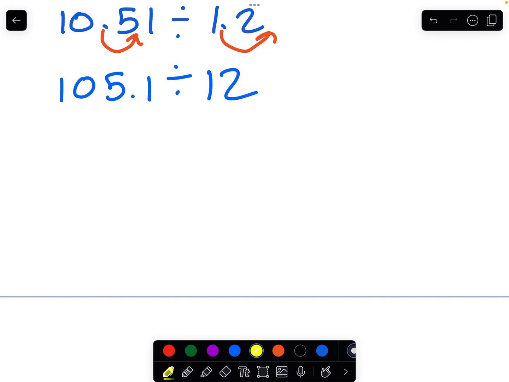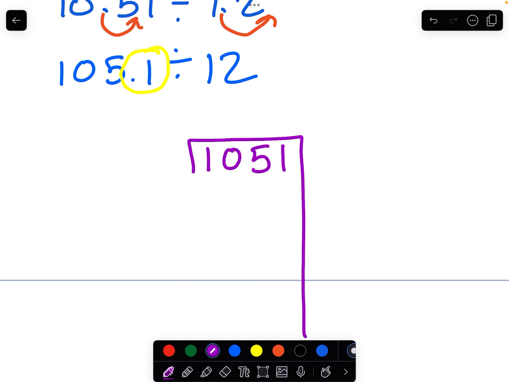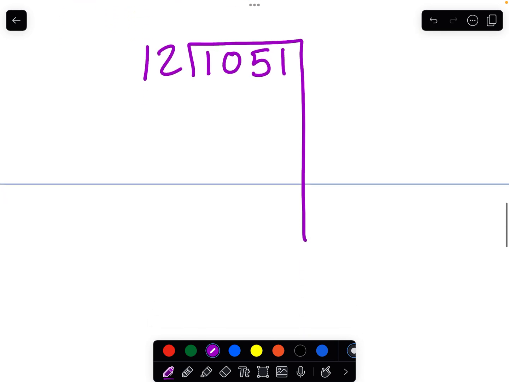Now here's the thing though. I have to keep in mind that my problem has one decimal point there, and now when I set up the problem with partial quotients, we don't have decimals in the dividend, so we're going to move that decimal back, because what we did was to make 105.1 into 1051 as we moved it over. So we have to remember to move it back later. Divided by 12. Oh, what a problem this is, huh?